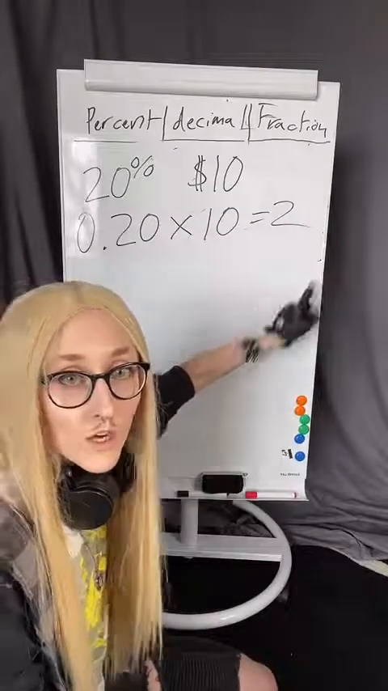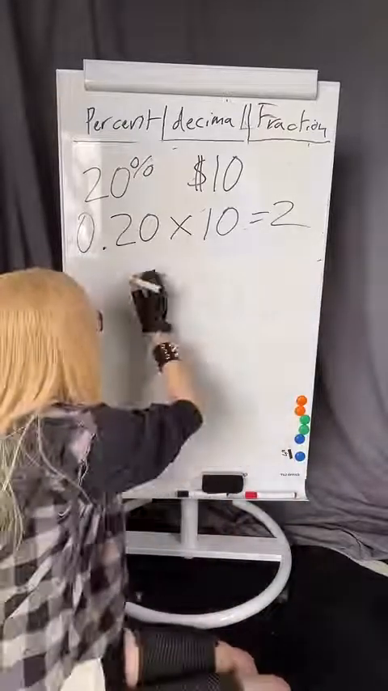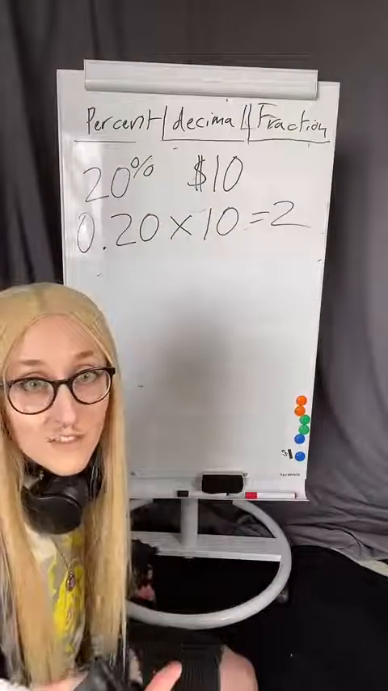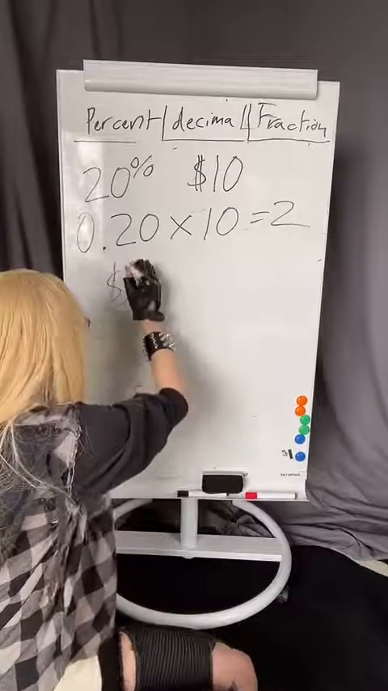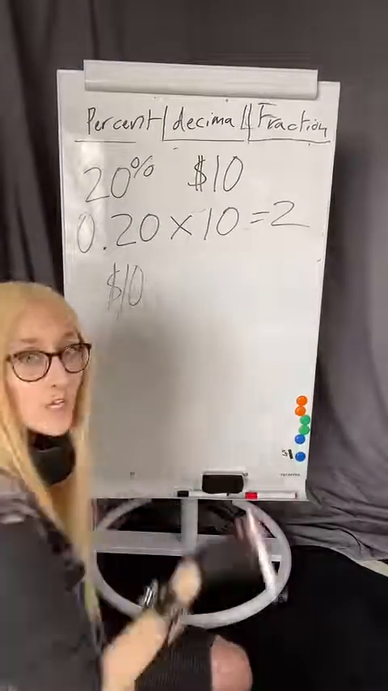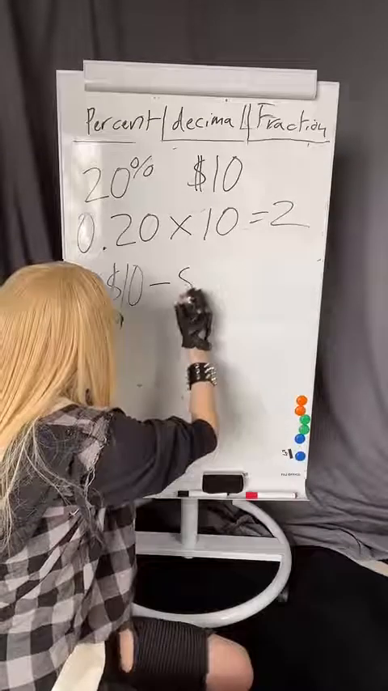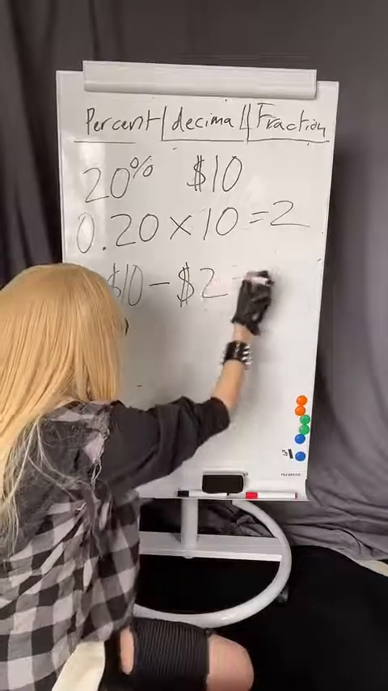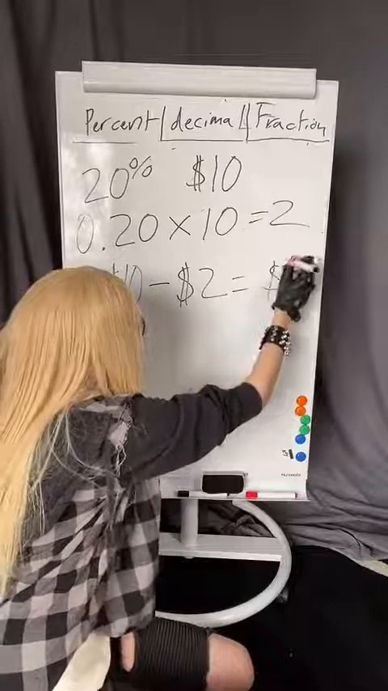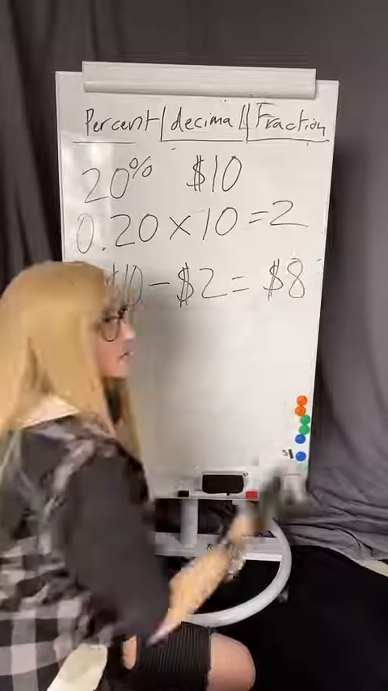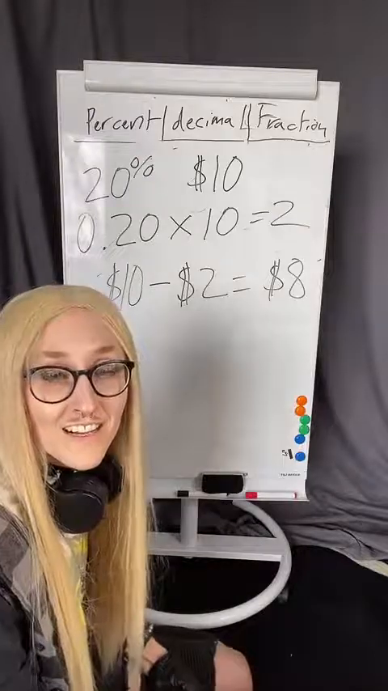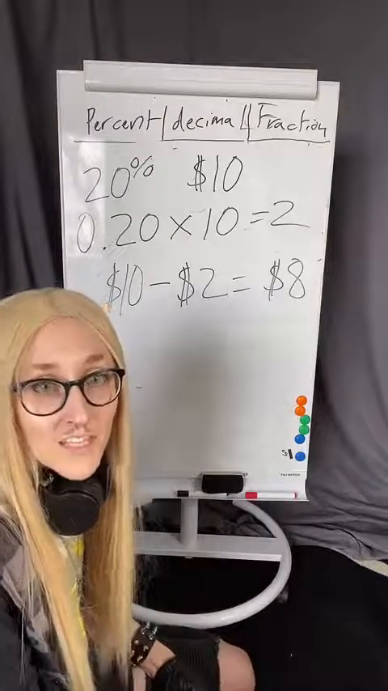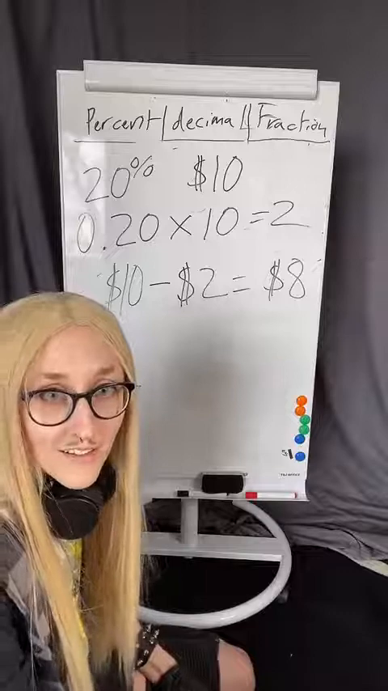So I'm taking $2 off. So to get what my price is going to be, what I'm going to pay, I have my $10 that it usually costs, minus my discount of $2, and I'm going to pay $8. Nice! That's where our decimals to percents come in.